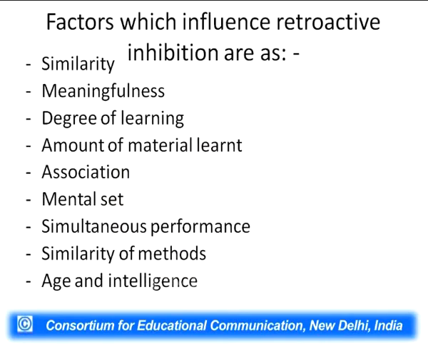Factors which influence retroactive inhibition are, first, similarity. Sometimes we start a work which is similar, and this kind of similarity brings inhibition, and one is likely to forget the previous work because the new one which has been started is similar. Then meaningfulness: if it is not there, the material will be forgotten. Degree of learning: how much level we have attained in learning, whether we have learnt it quite well or we are just half the way. Then the amount of learning material, how much we have learnt, and the associations, our associations remind us of the learnt material.